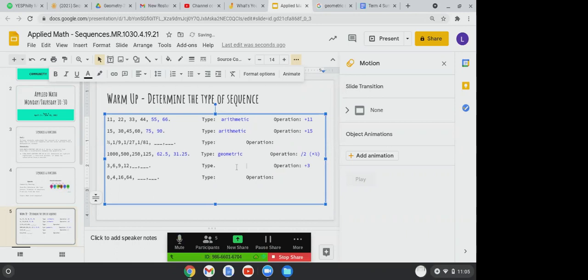Oh, I don't know what I just did. Oh, my internet just went a little swervy. I don't know what happened there.